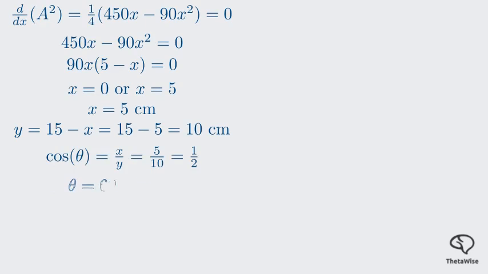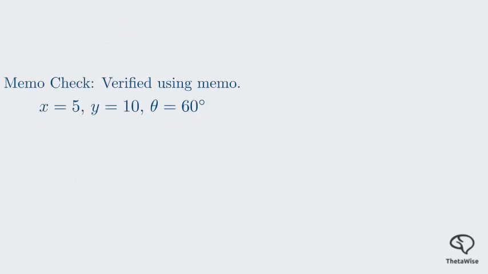The question also asked for the angle theta. We can find this using cosine. Cosine of theta is the adjacent side, x, over the hypotenuse, y. That's 5 over 10, or 1/2. The angle whose cosine is 1/2 is 60 degrees, or pi over 3 radians. So, for the area to be a maximum, the side x must be 5 centimeters, the hypotenuse y must be 10 centimeters, and the angle between them must be 60 degrees. Let's verify with the memo. The values match. Verified. Our next example involves inscribed shapes.